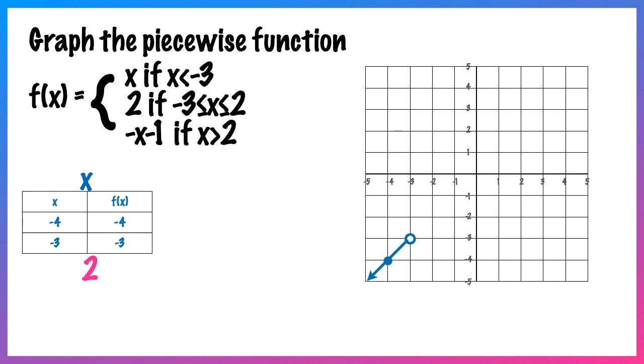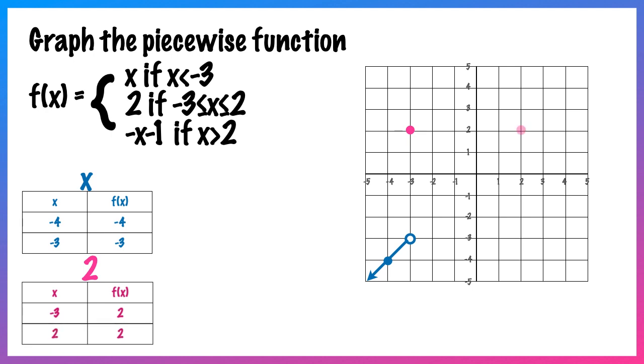Now we'll go to the next piece. Next piece is 2. So when I plug in negative 3, well, that's going to just give me 2. And if I have an x of 2, that's also just going to give me 2. So what I wind up with is a straight horizontal line between negative 3 and 2. And I'm using closed circles for both of these because it says negative 3 is less than or equal to x, which is less than or equal to 2. That or equal part means that that point is included.